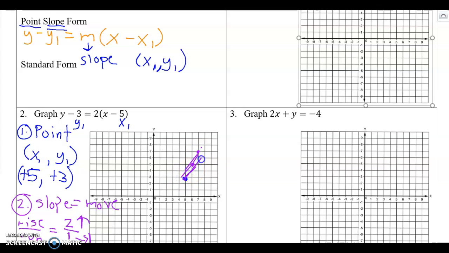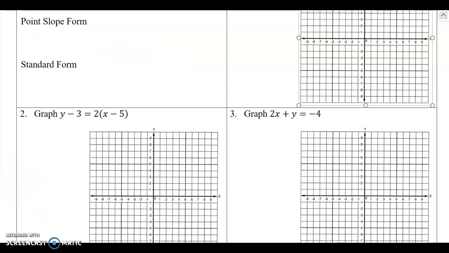If I could draw this a straight line, that would be more helpful. Let me try that again. Okay. So I'm going to draw more dots because I'm trying to make it a straight line. And for some reason, I'm not being successful with straight lines today. So something like that. Okay, so that's graphing from point slope form.